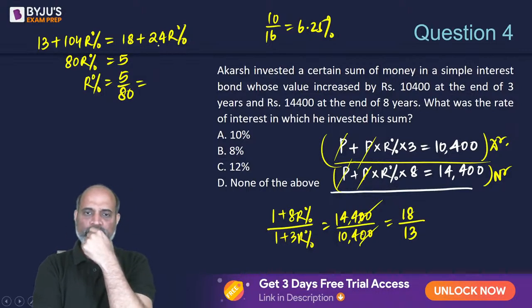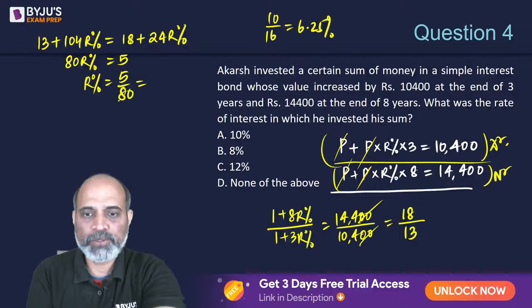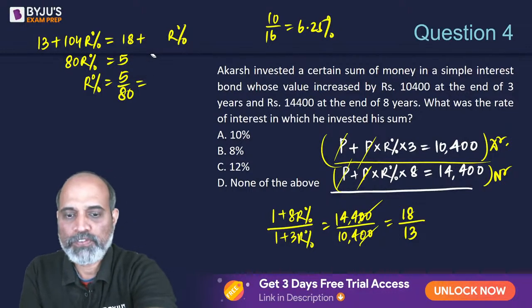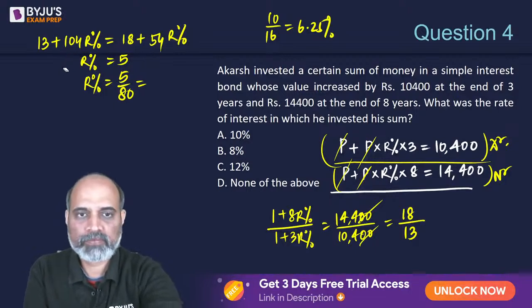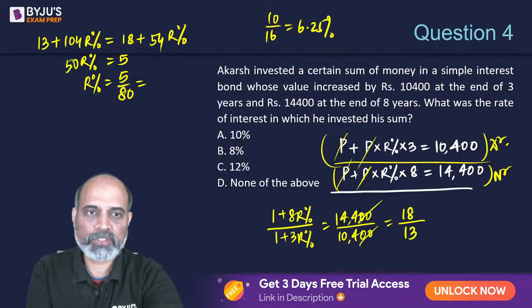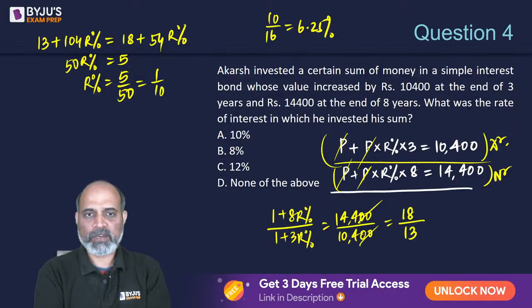104 minus 24. So 18 into, sorry. 18 into 3 is not 24, no? 18 into 3 is 54. So this will become 50 R%. And here this is 50. 5 by 50 is 1 by 10, and 1 by 10 is nothing but 10%.